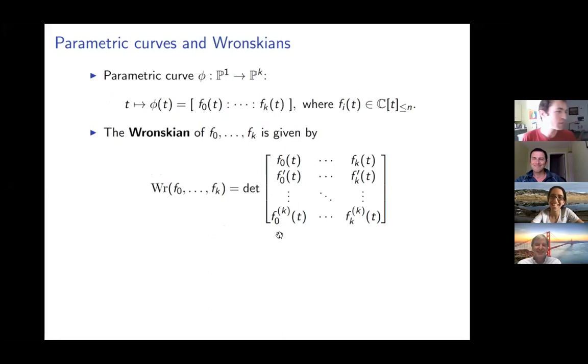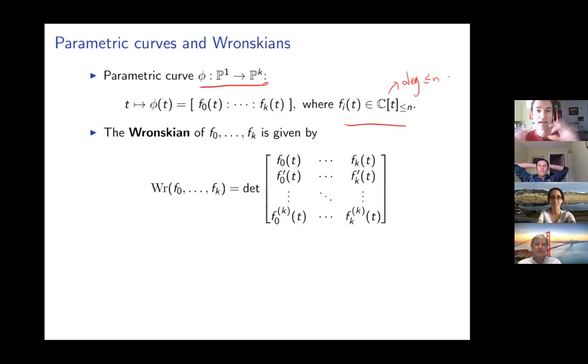So I'm going to talk about it in the context of curves to begin with. So parametric curves. So let's say that we have a curve. A parametric curve is a map from P1 into projective space. And concretely, we're going to imagine that we just picked some polynomials, f sub i of t in one variable of degree at most n. And given those polynomials, they trace out a curve for us in k-dimensional projective space.